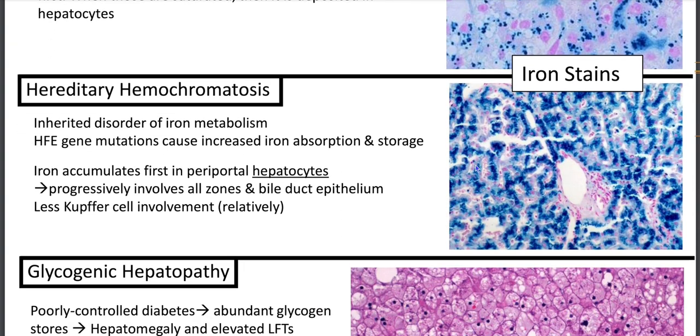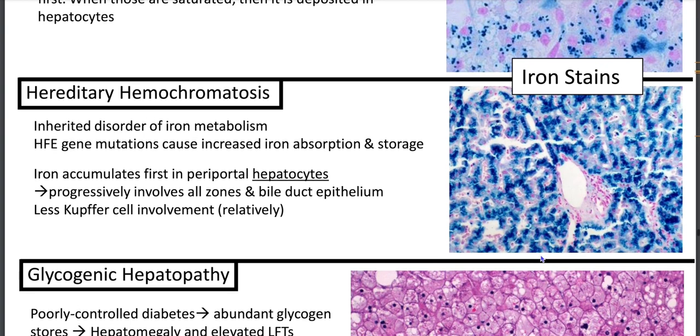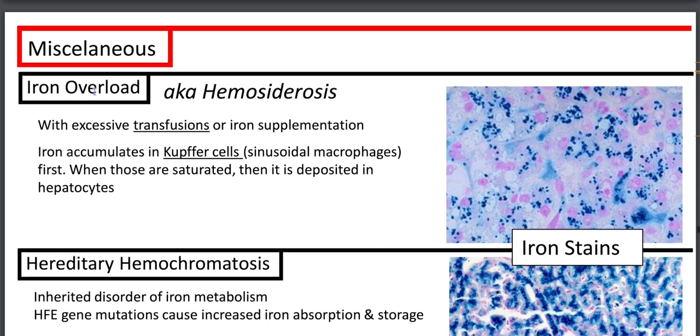And then genetic is hereditary hemochromatosis, which is due to HFE gene mutation that causes increased iron absorption and storage. Iron accumulates first in the periportal hepatocytes, then progressively involves all zones starting from 1, going to 2 and 3, and also the bile duct epithelium. And there's less Kupffer involvement compared to your iron overload.